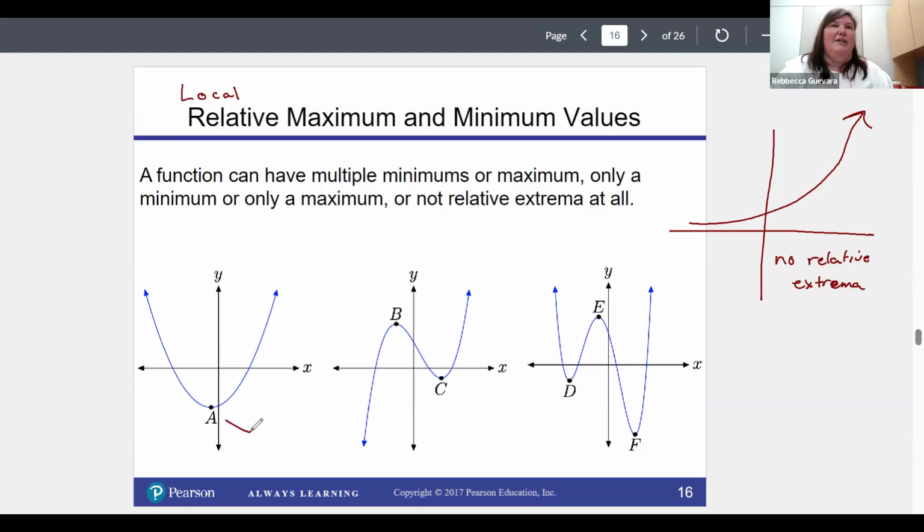In these examples, I have just a minimum. So sometimes you could just have one or the other. This one has a maximum and then a minimum. This one has two minimums and one maximum. So you can have multiple of either.